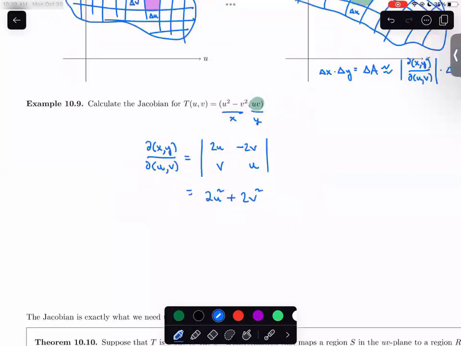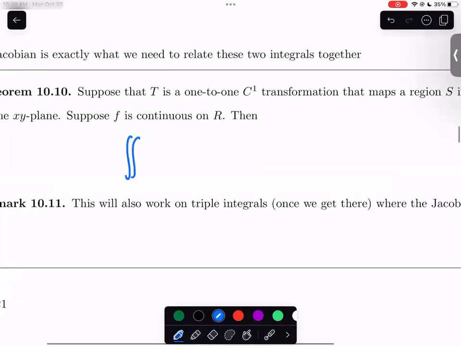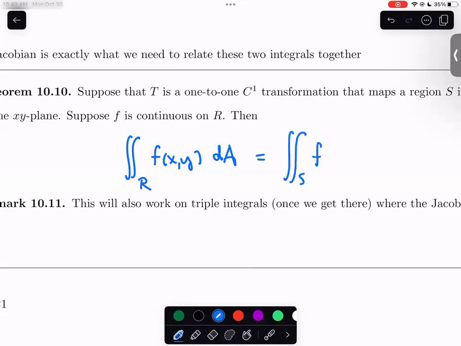All right, and then finally, the big theorem that ties this all together. My claim is that the Jacobian is exactly what we needed in order to maintain equals through transformations. So if you start off with a function with x's and y's, and again, you could integrate this with respect to y first or x first or what have you, and this is over some region R in the xy plane, that this is then equal to the transformation. So R is going to go to S.